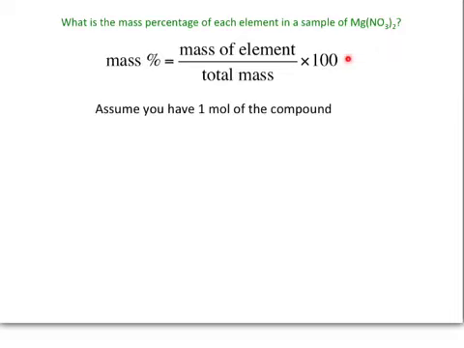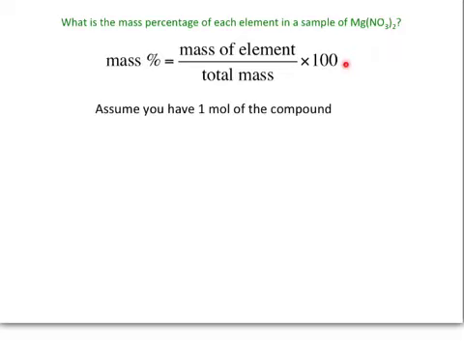In this particular example, where we're given the molecular formula and we want to know the mass percentage of each element in the compound, the easiest thing to do is assume that I have 1 mole of the compound. If I have 1 mole of this compound magnesium nitrate, I know I have 1 mole of magnesium atoms. And so to determine the mass percentage of magnesium, I take the molar mass of magnesium divided by the molar mass of the entire compound and multiply that by 100.